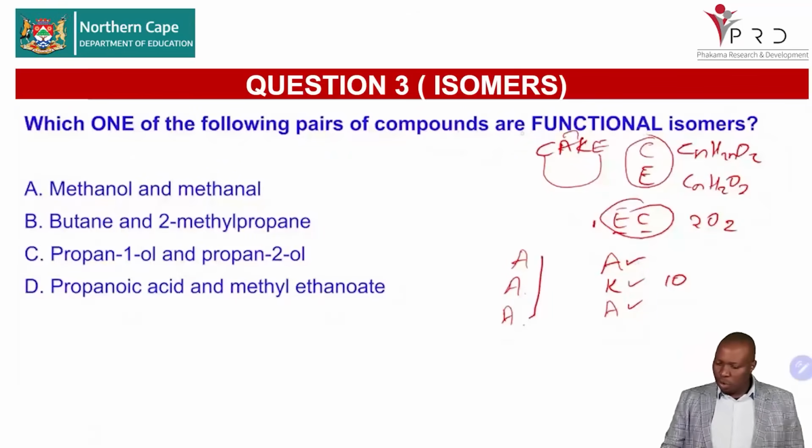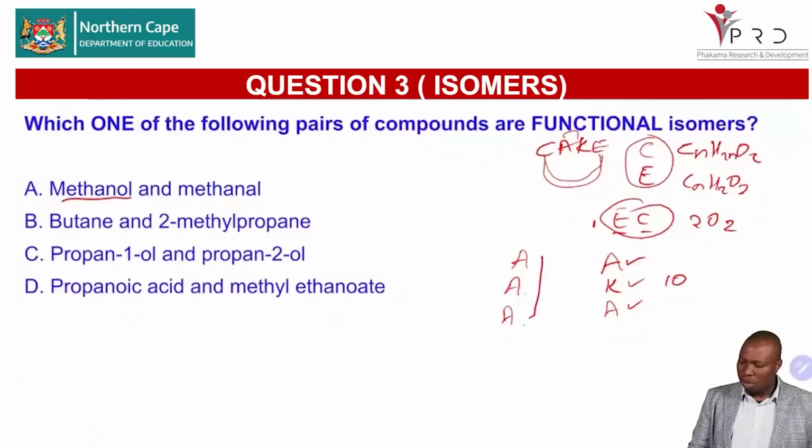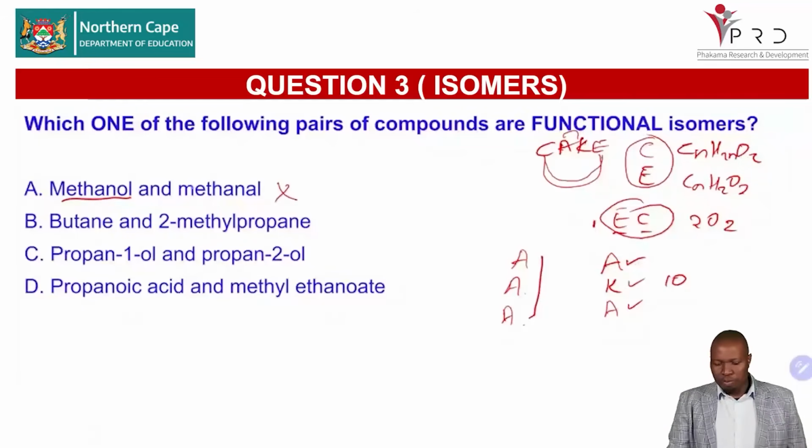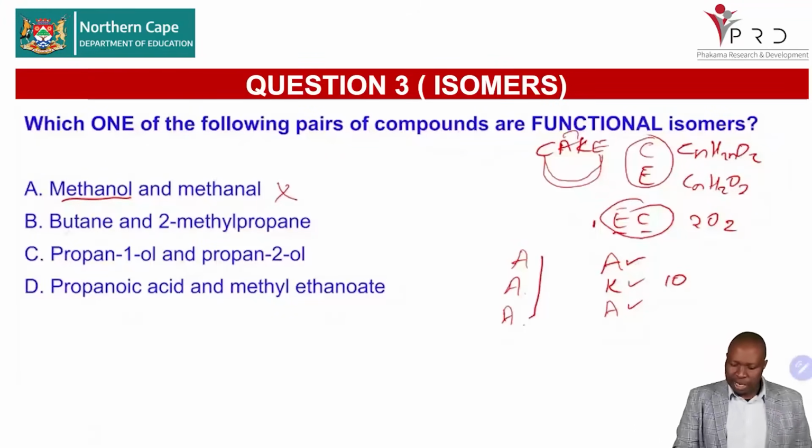Now we're saying which one of the following pairs of compounds are functional isomers. Already you know what you are looking for is either a carboxylic acid and ester, or an aldehyde and ketone. So you check methanol, alcohol. Alcohols, no. Methanal, aldehyde, but not with an alcohol.